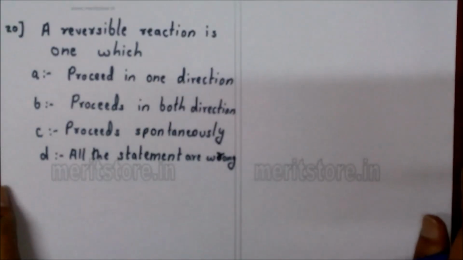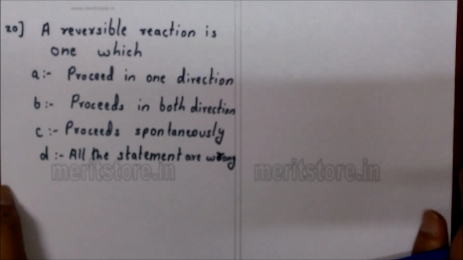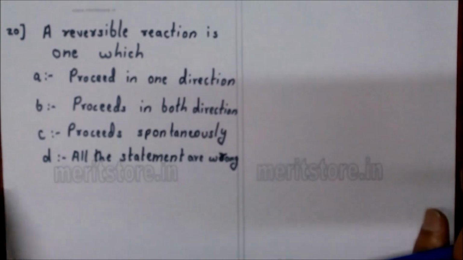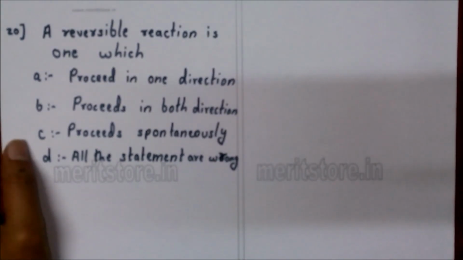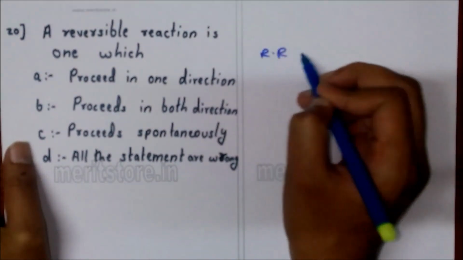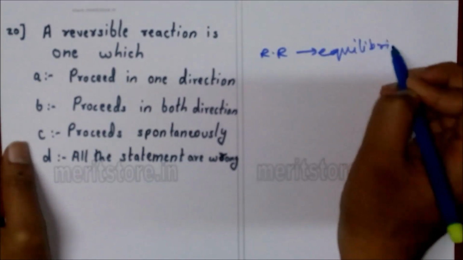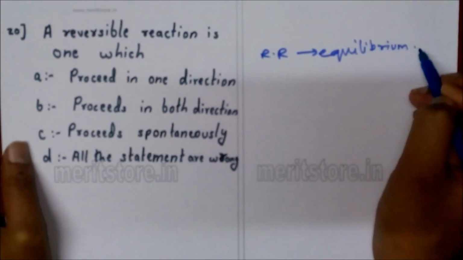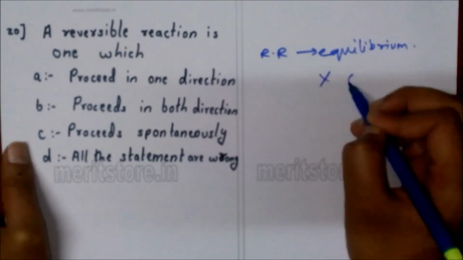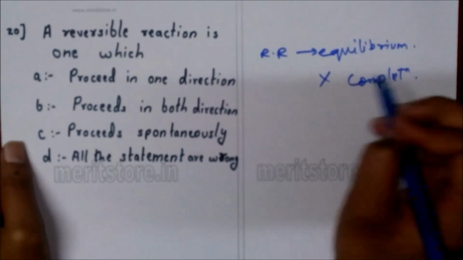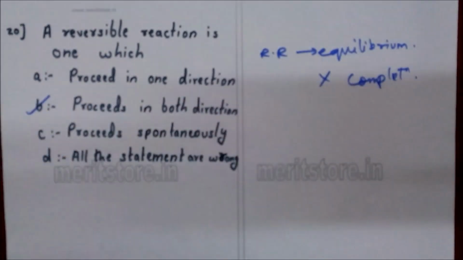A reversible reaction is one which A proceed in one direction, B proceed in both direction, C proceed spontaneously, D all statements are wrong. Reversible reaction always attains equilibrium, which proceeds in both the direction and never go completion. So option B, proceeds in both direction, is the correct statement.